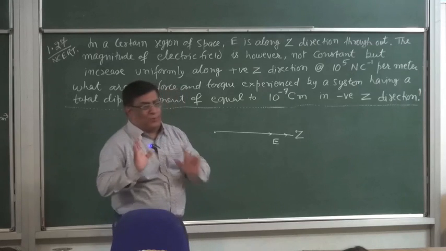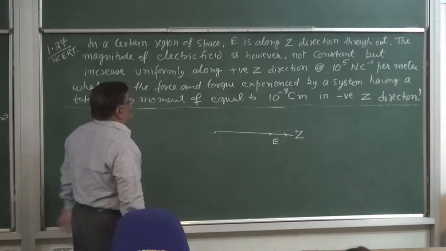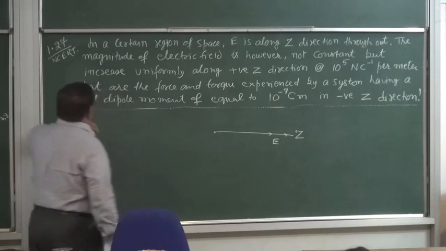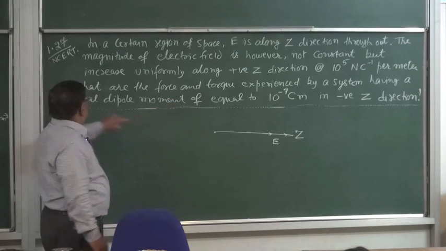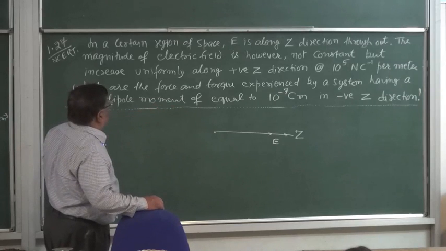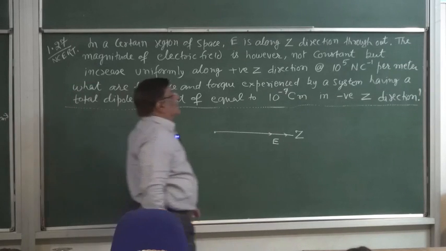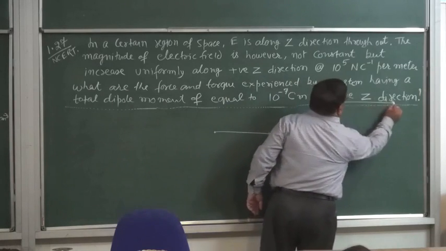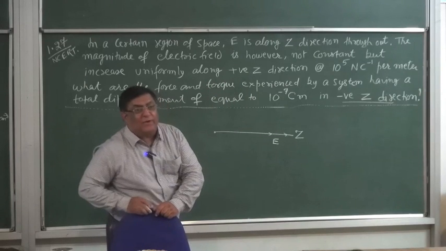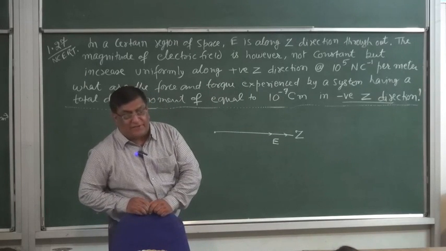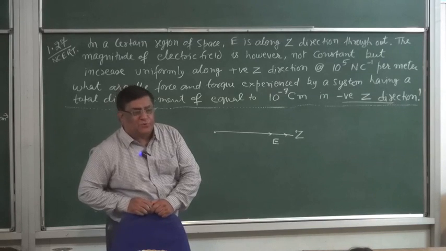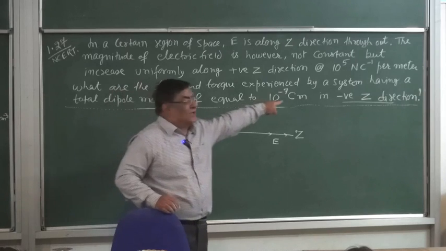There is a dipole. How is that dipole placed? Just see the words. System having a total dipole moment equal to this. And what is the direction of dipole moment? Negative Z direction. Negative Z direction में dipole कैसे रखा जाएगा? Can you imagine? Dipole की direction किधर से किधर होती है? Yes, minus Q to plus Q. और यहाँ पर उसकी direction कैसी है?